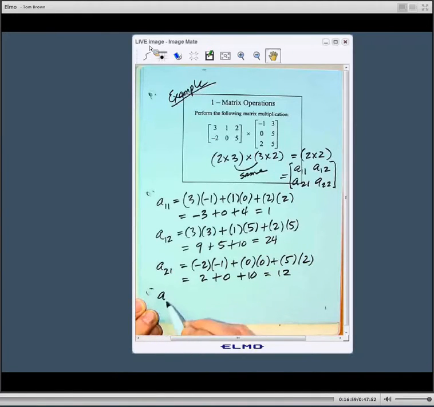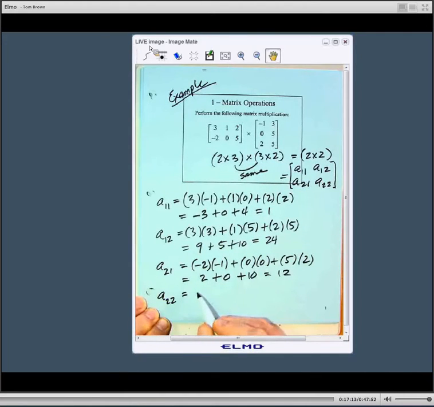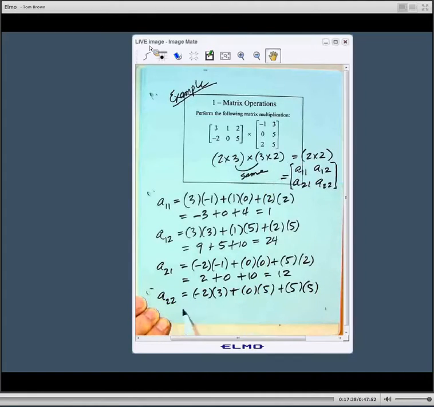and you're ready to do it when you have to find the last one. Okay, so then A22, well, maybe they got that down, and they have 1, 24, and 12, but a different A22. So what we're going to do is this one, second row, second column. Okay, so this is minus 2 times 3 plus 0 times 5 plus 5 times 5. This 5 times that 5. So this is equal to minus 6 plus 0 plus 25, okay, equals 19.